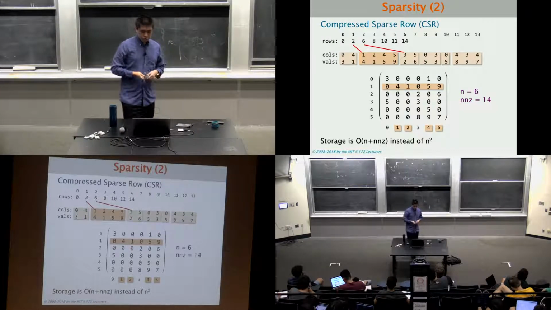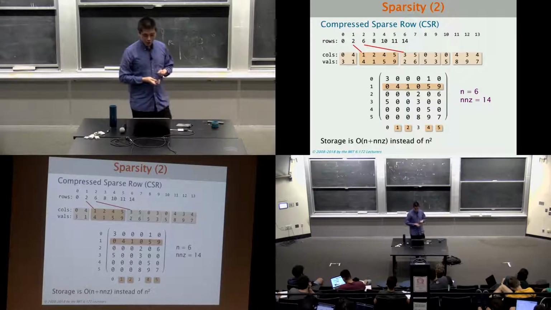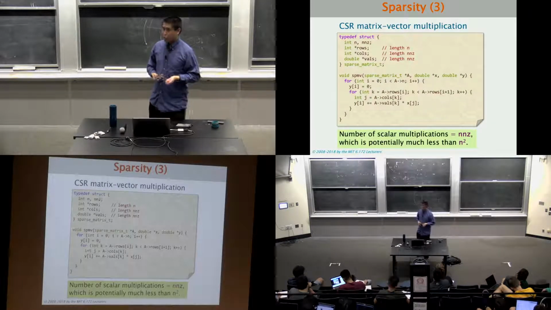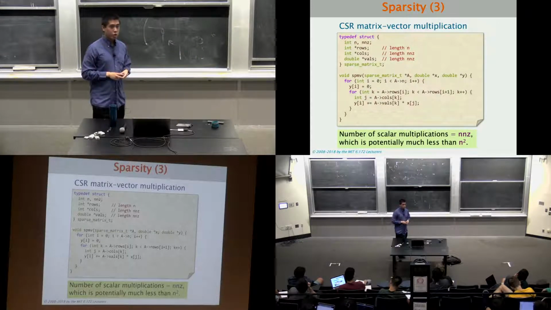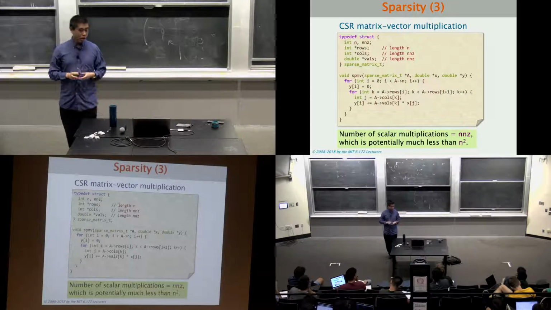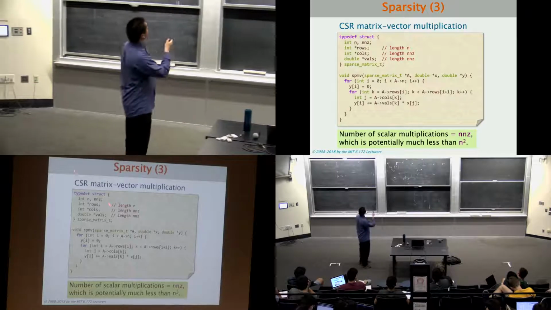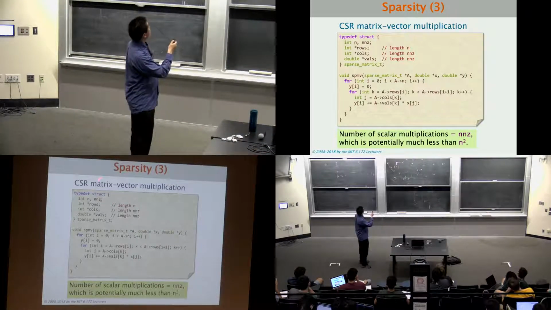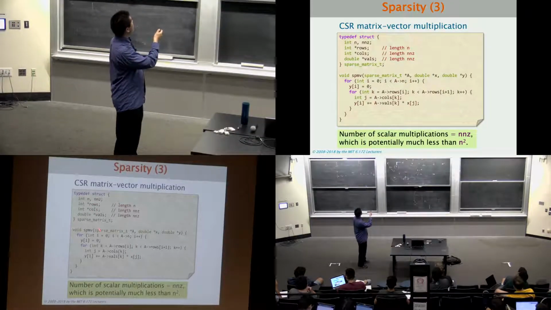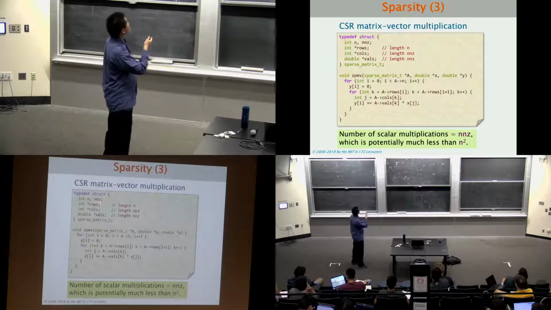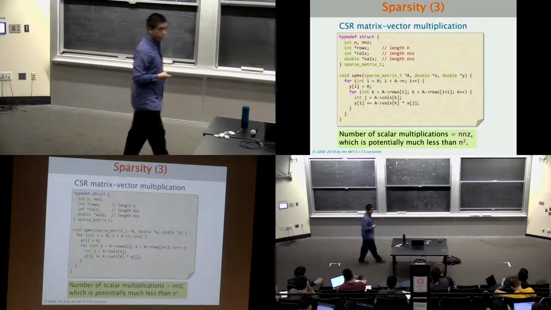OK. So now I gave you this more compact representation for storing the matrix. So how do we actually do stuff with this representation? It turns out that you can still do matrix vector multiplication using this compressed sparse row format. And here's the code for doing it. We have this struct here, which is the CSR representation. We have the rows array, the cols array, and then the vals array. And then we also have the number of rows n and the number of non-zeros nnz.